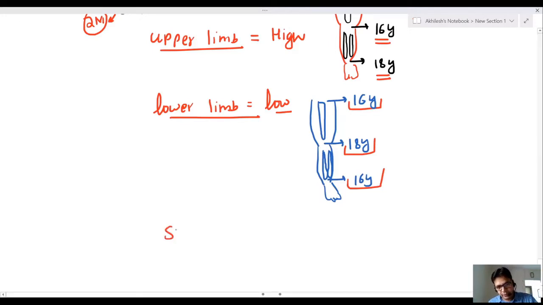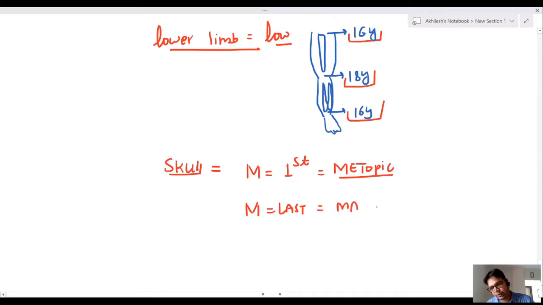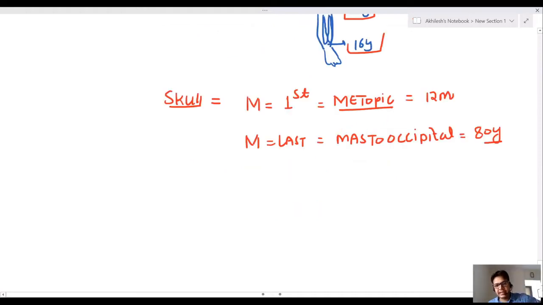Now, sir, for skull bone, it's a very simple trick. For skull bone, the first suture is M, last suture is also M, fusion. First suture is M for metopic suture. And last suture is M for masto-occipital suture. Metopic suture fuses at 12 months. Masto-occipital suture fuses at 80 years. So first suture fusion is M and last is also M.